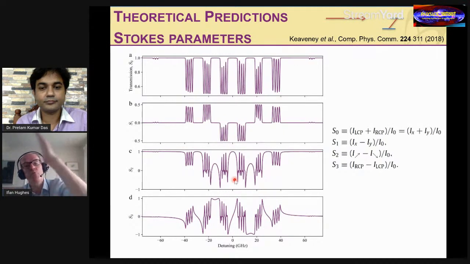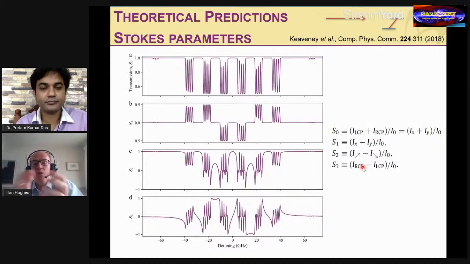S2 tells you about a rotation about another axis. And then S3 is this really crazy line shape. So what does this tell us? S3 tells us how different the right-hand circularly polarized light is to the left-hand circularly polarized light.